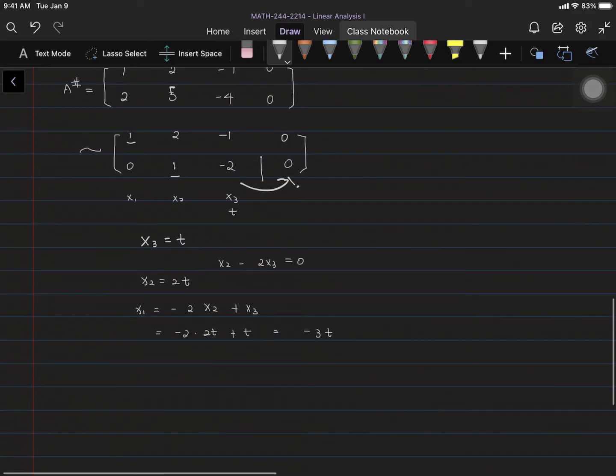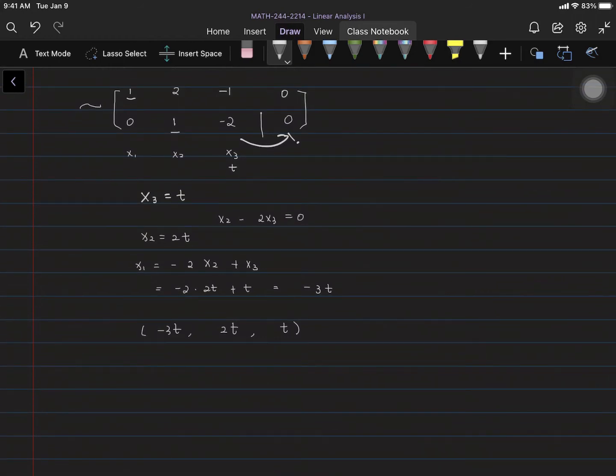So let's see what our solution is. Our solution has x1 equal to -3t, x2 equal to 2t, and x3 equal to t. We have to write them in order, right? x1, x2, x3. And this is the solution. But for the solution set, what do we write? For the solution set, we usually write it this way: x, the solution, belongs to R3 because it has 3 components, and then the condition. All the x should satisfy that x equals (-3t, 2t, t).